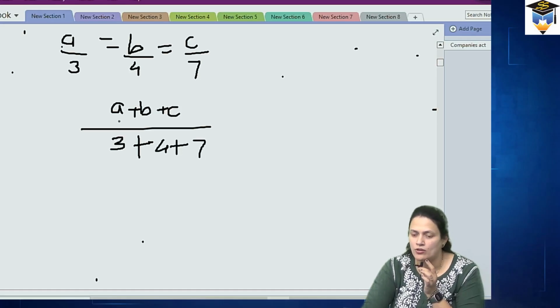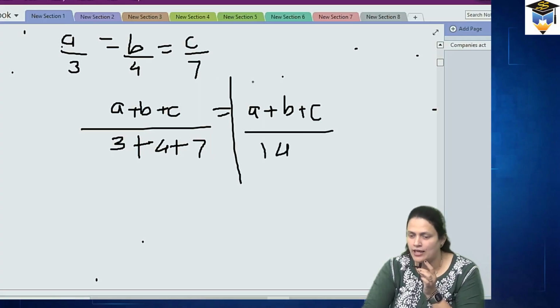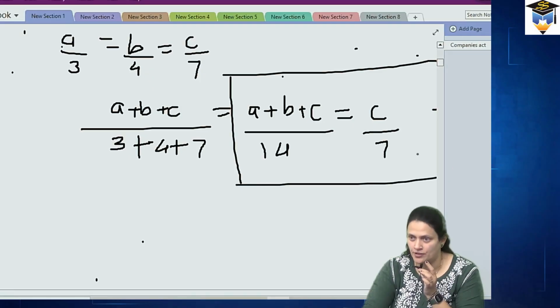So what do we get from the addendo property? A plus B plus C upon 14. Now this part we are going to equate to C upon 7. Why? Because we want C in the denominator. What would we have done if they had told us to find out A plus B plus C upon B?